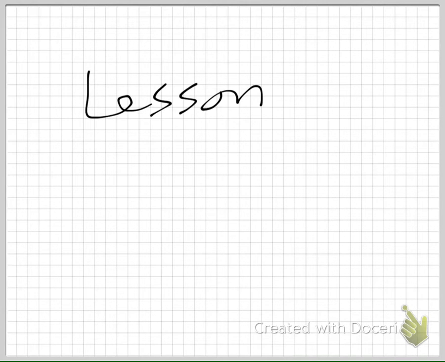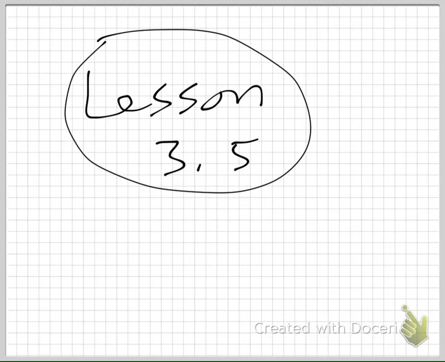So this is pre-algebra lesson 3.5. This is going to be like a 3-minute lesson. Here we go. It's solving equations by adding or subtracting decimals. Let me give you an example here, okay?